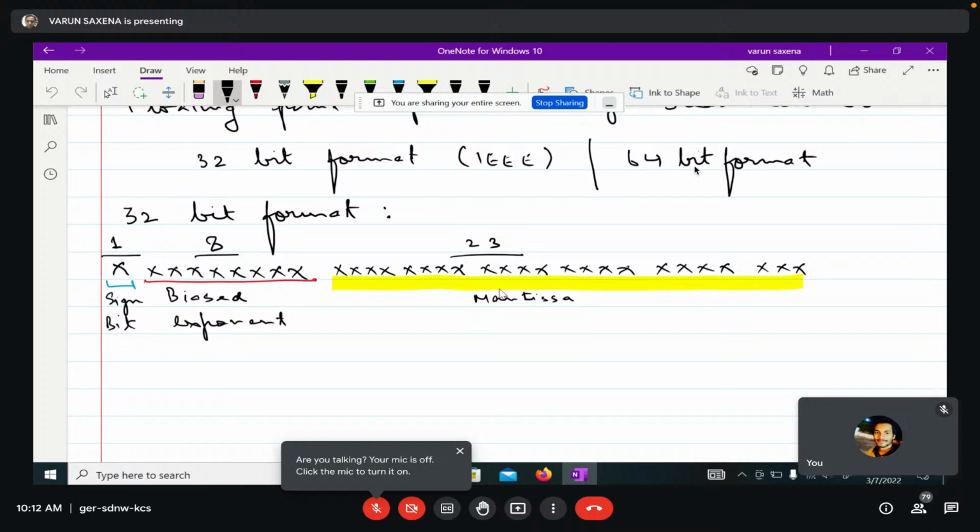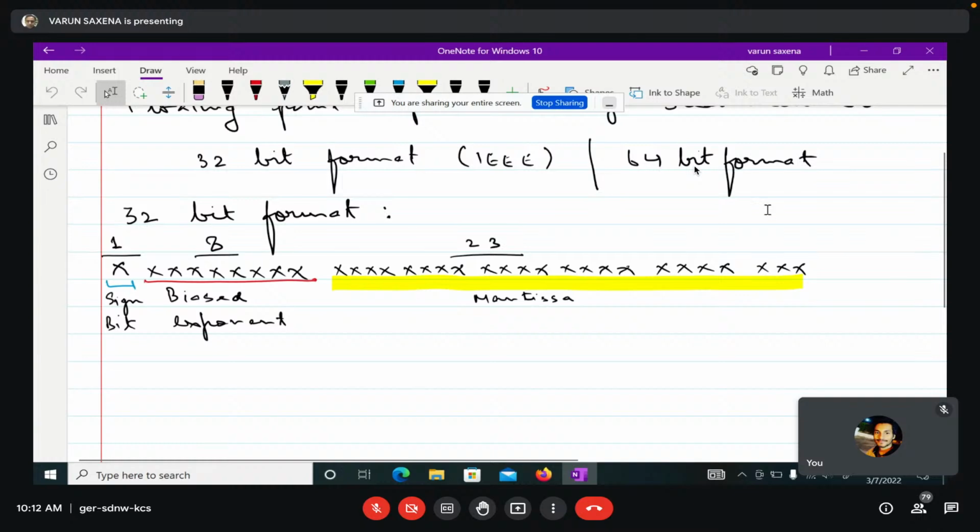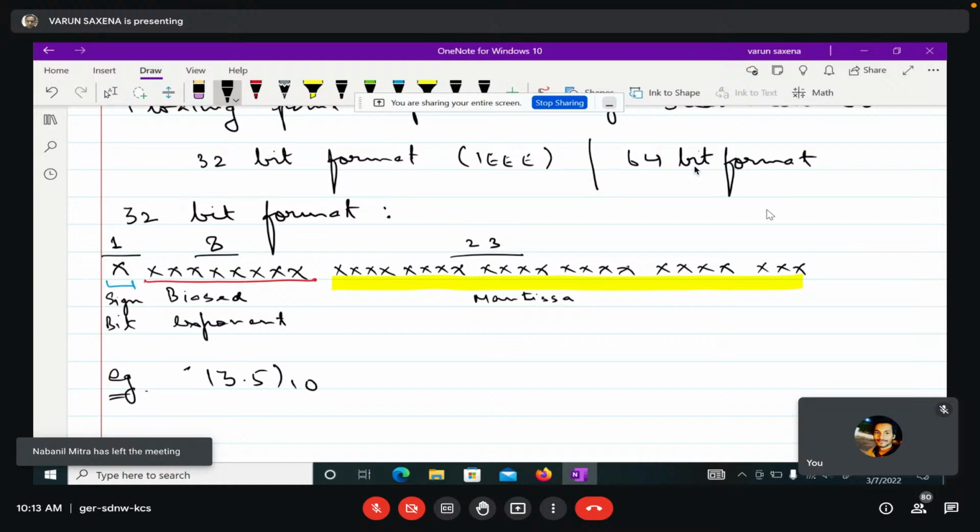Okay, so now how exactly would a computer store a number? We'll take some examples. We'll take a small example first, and then we'll proceed with bigger ones. Let me just explain this using an example. That's the best way to go about these problems. Let me take a small number like 13.5, and this needs to be represented in 32-bit format.